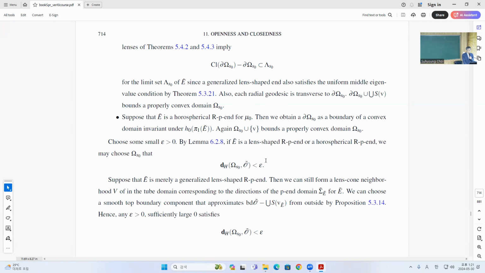So the basic idea to do that is to make as many points as you want, as many rays as you want, and then you can approximate these so that these Hausdorff distances are very small. Okay, so that's the only thing here.